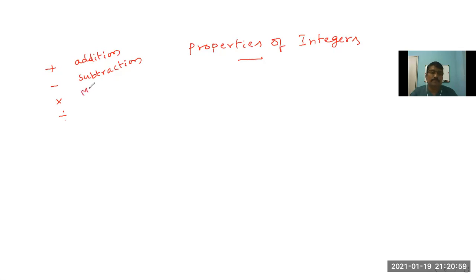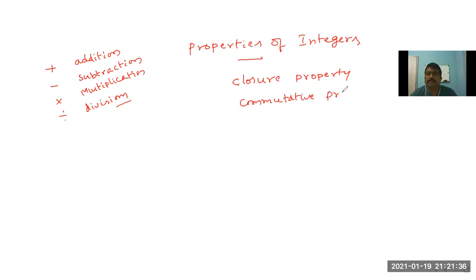So into means multiplication. Divided by means division. These are the basic four operations in mathematics. Next, we know how many properties are there? Closure property. తర్వాత నెక్స్ట్ ఏంటి కాంపిటేటివ్ ప్రాపర్టీ, అసోసియేటివ్ ప్రాపర్టీ, identity property also, or we can find identity element also, identity property.